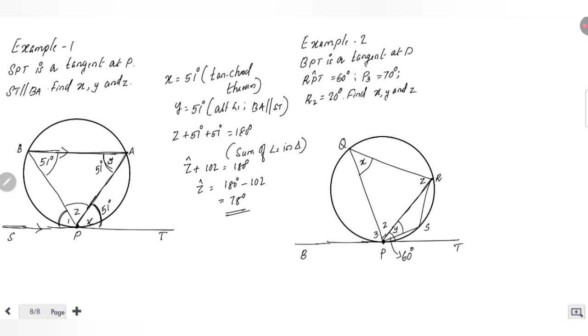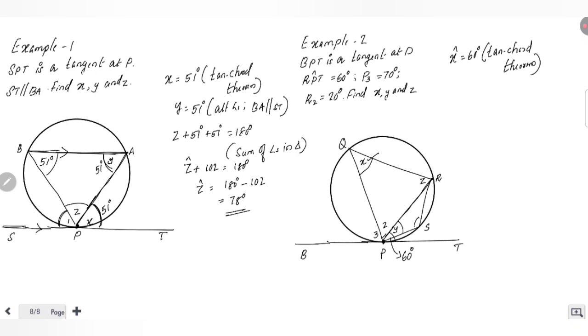They want the angle in the alternate segment. Don't take S, that is wrong. S and P are in the same segment. They want the angle in the opposite segment, that is X is equal to 60, isn't it? So we got the first value, X is equal to 60 degrees. The reason is tan-chord theorem. I hope you understood what the tan-chord theorem is.